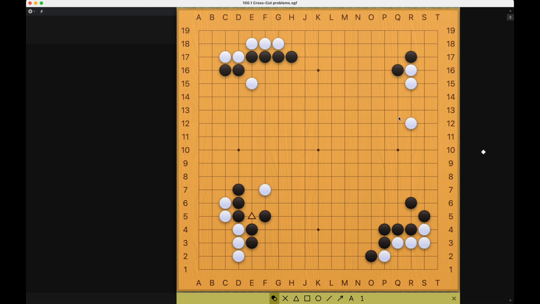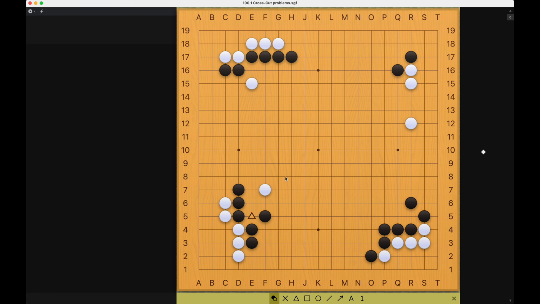Let's move on to the upper right. Where's the cutting point? Well, it should be pretty obvious. It should be Q17, right? If we place a white stone here, then we have a crosscut. And in this pattern, it is especially harsh because white already has a nice pattern here and black only has 2 stones. So by cutting here, white is attacking both of these black stones. And in this scenario, at least one of these stones will likely die.